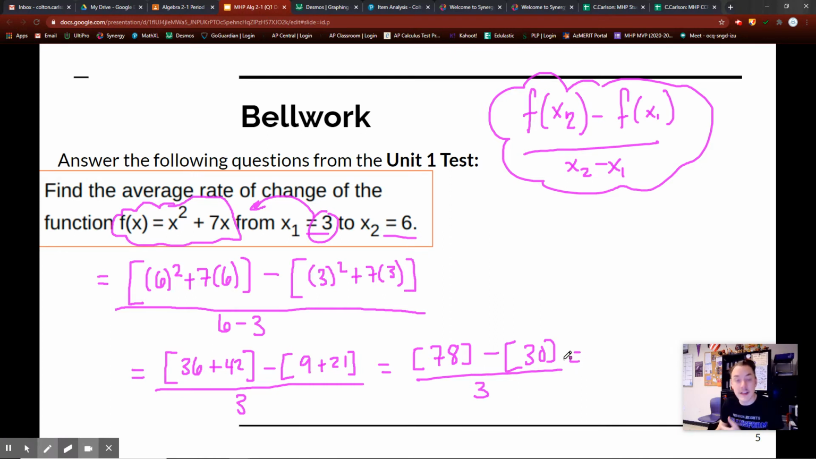What is 78 minus 30? That's going to be 48 all over 3, which of course gives me 16. This is what my slope is, my average rate of change. Average rate of change, ARC. How about that? Okay, average rate of change.